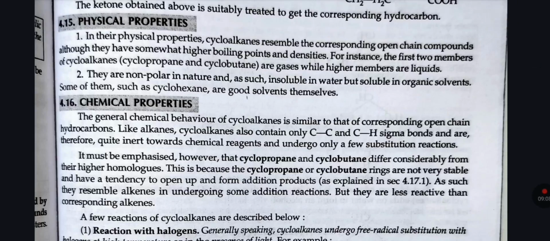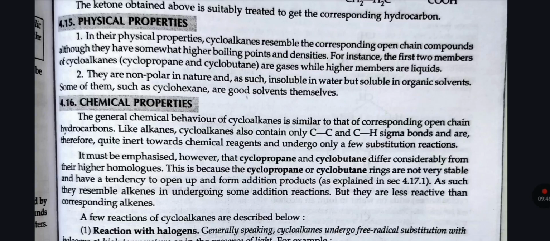4.15 Physical properties. In their physical properties, cycloalkanes resemble the corresponding open chain compounds, although they have somewhat higher boiling points and densities. For instance, the first two members of cycloalkane, cyclopropane and cyclobutane, are gases while higher ones are liquids. They are non-polar in nature and as such insoluble in water but soluble in organic solvents. Some of them, such as cyclohexane, are good solvents themselves.